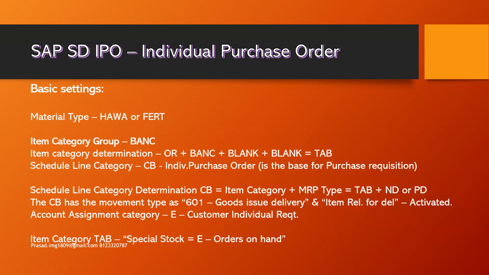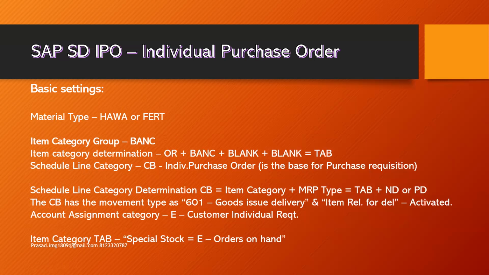Here also, this schedule line category is the base for the purchase requisition creation, so the schedule line category determination also happens. We all know that the schedule line category determination is based on the item category plus MRP type, that is TAB, or TAB plus ND or PD. That equals the schedule line category CB. That is the schedule line category determination.